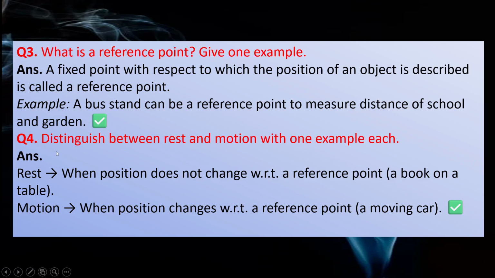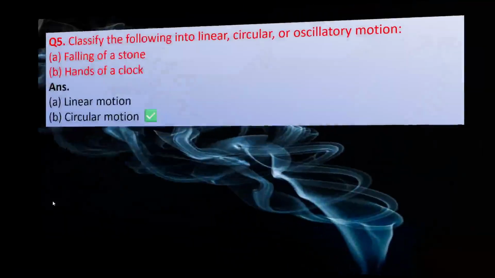Question number 4. Distinguish between rest and motion with one example each. Answer: rest when position does not change with respect to a reference point, a book on a table. Motion when position changes with respect to a reference point, a moving car.